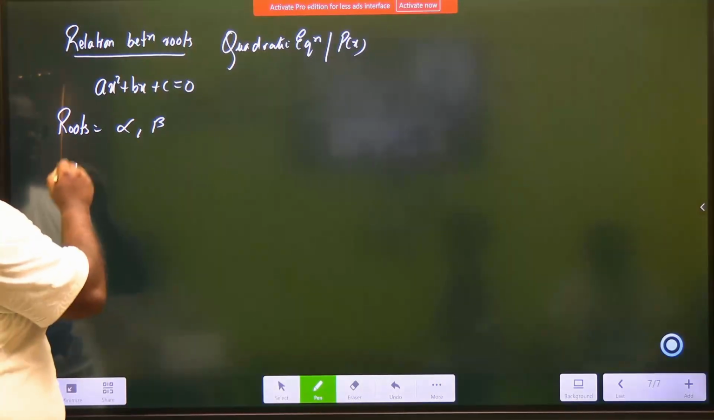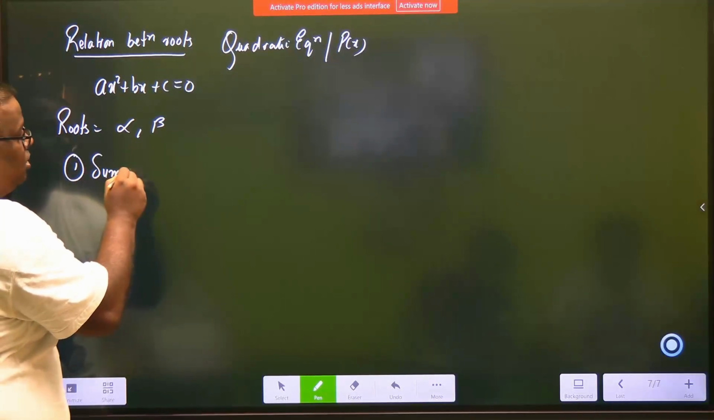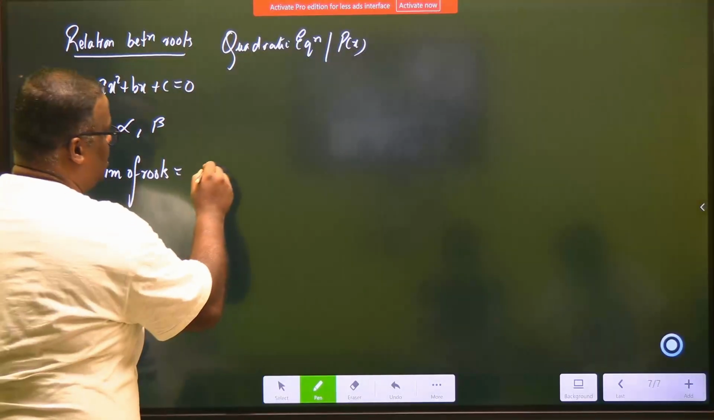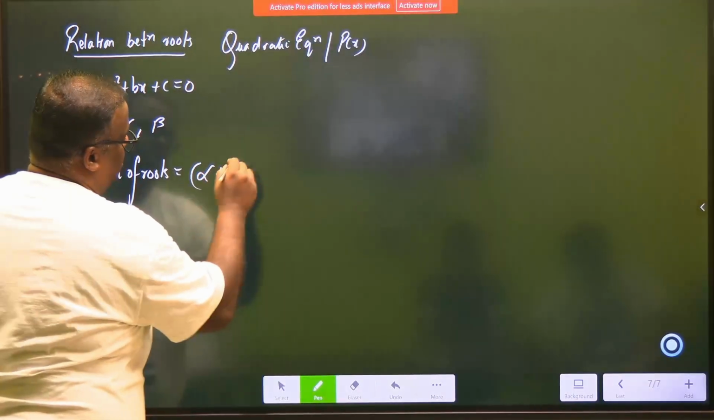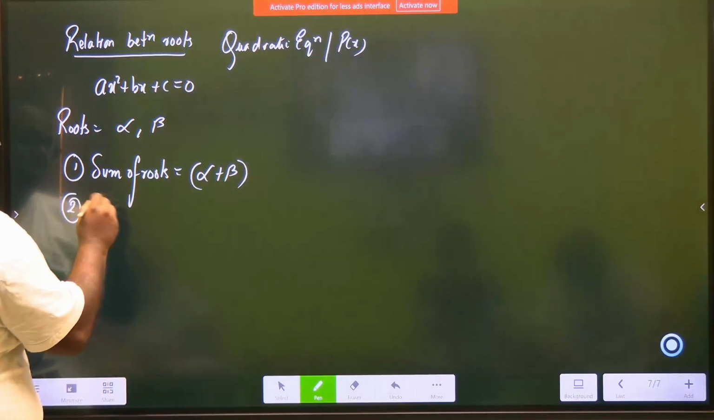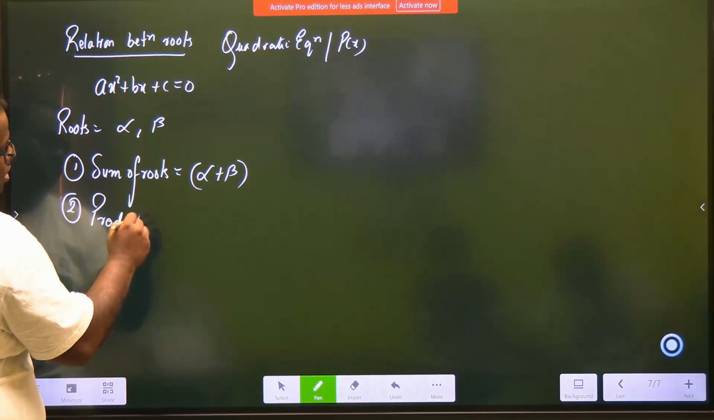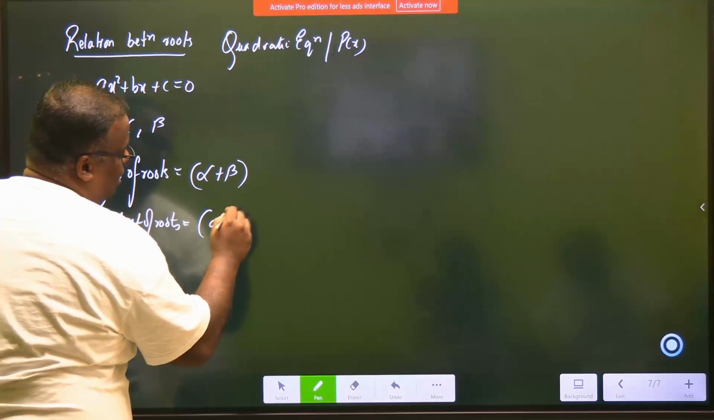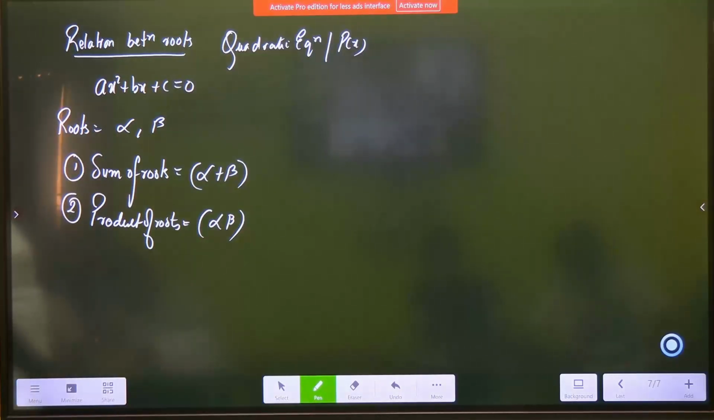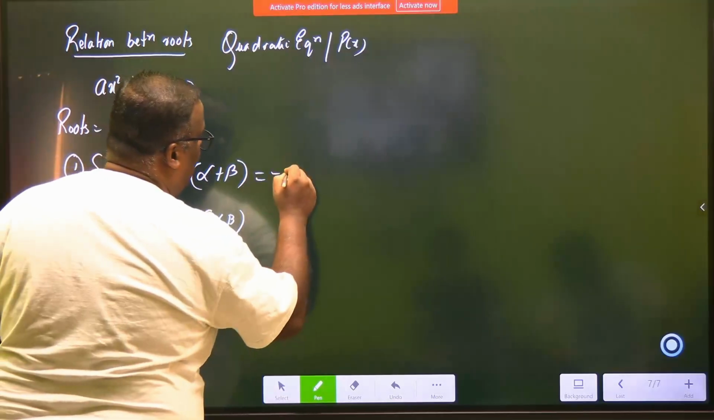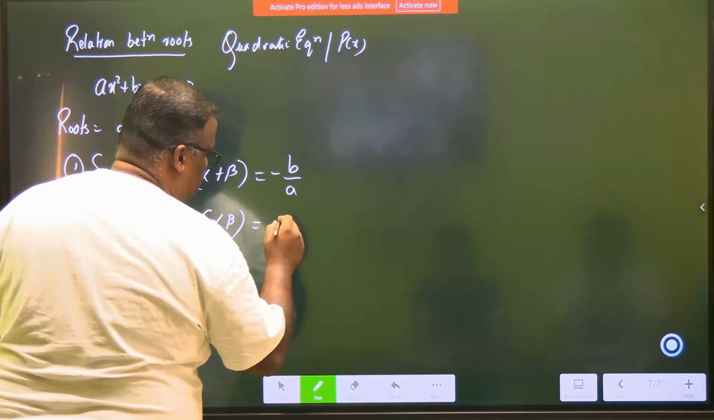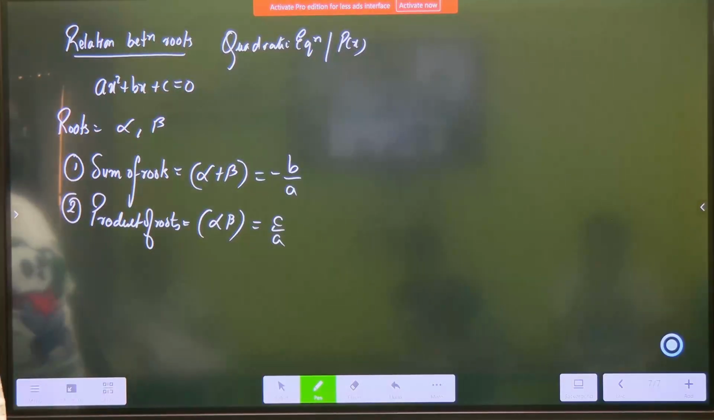Number 1. Sum of roots is alpha plus beta. And the next relation is known as product of roots. Product of roots is alpha beta. Understood? Sum of the roots, product of the roots. Alpha plus beta is always negative b by a, and alpha beta is what? C by a. Sir, we don't believe.